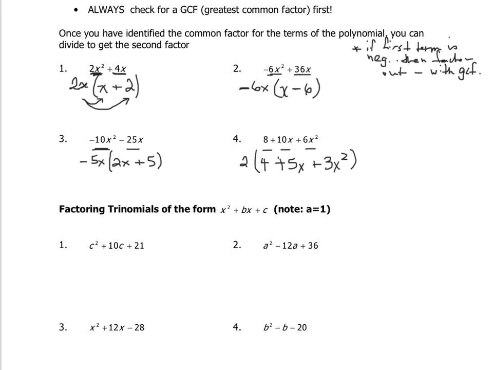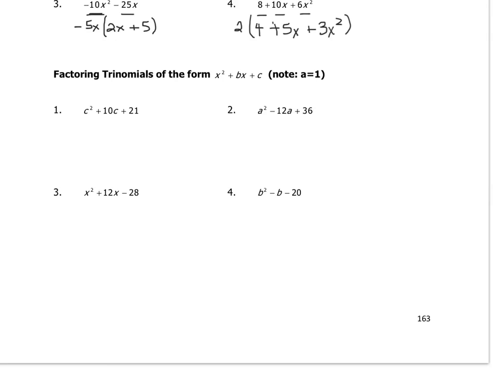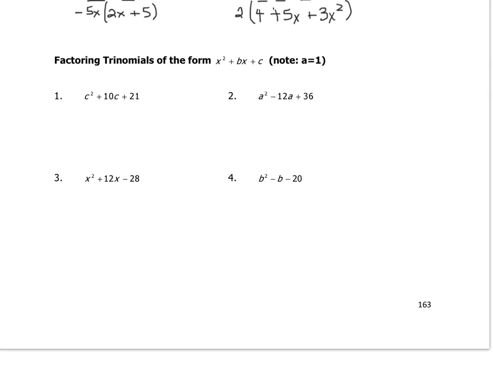Alright, the other type of factoring that you need to review is factoring trinomials of the form x squared plus bx plus c, where the leading term has a 1 in front of the x squared. So with these, you can go straight to your factors if it's factorable. The first terms will always multiply to give you what's first, so c times c would give you c squared. And what goes in here has to be two numbers that multiply to give you the last term, which is 21, and add to give you the middle term, which is 10.